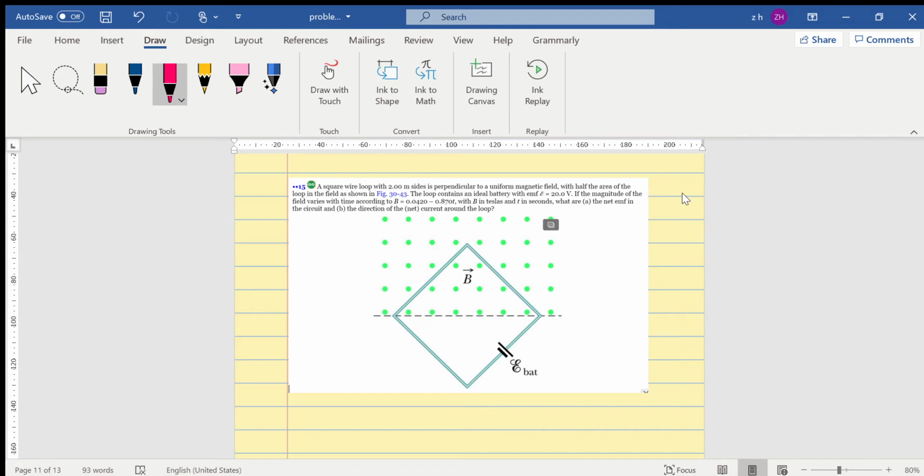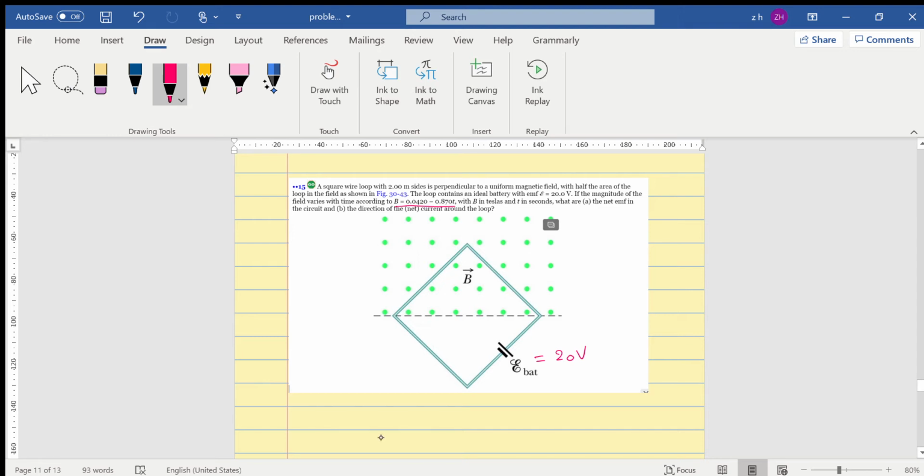So we have this battery here and it has a voltage or an EMF of 20 volts. We are given the magnitude. We want actually to find the net EMF. We are given that the magnitude of the field is varying with time according to the given equation over here. So B is changing with time. We want to find the net EMF in the circuit.